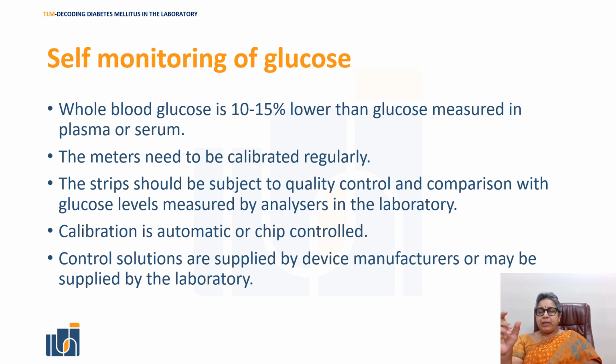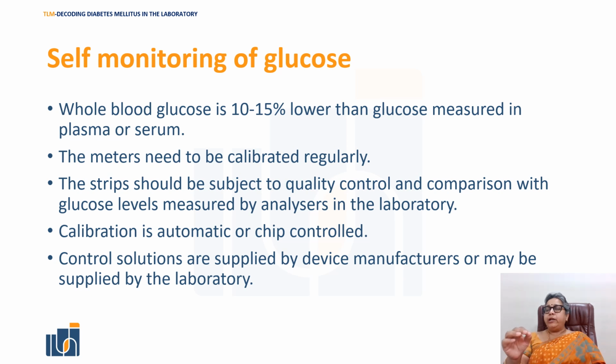These meters need to be calibrated regularly. When the guy sells you the glucometer, he doesn't tell you that these need regular calibration. Also, the strips should be subject to quality control and comparison with glucose levels measured by analyzers in the laboratory. At least somewhere you should come to the lab once in a way and check your glucose and see whether the values are correlating. The calibration usually in the glucometer is a chip-based method or it's auto-calibrated.